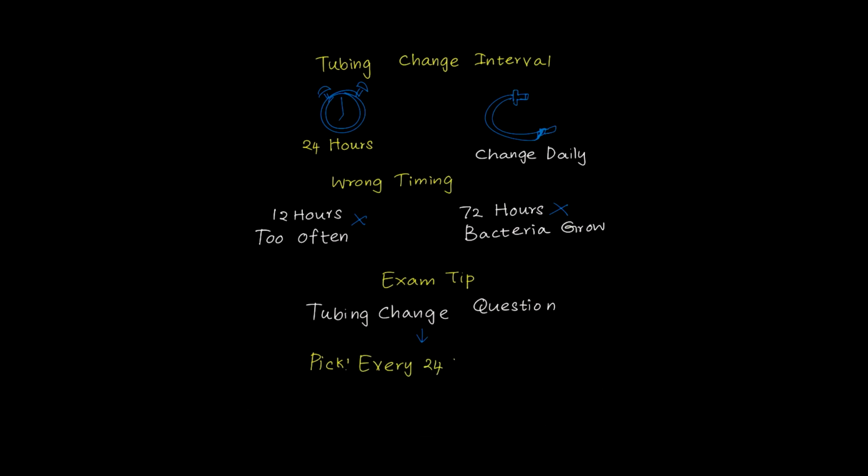Here's a D439 OA exam tip for you. On tubing replacement intervals, 24 hours is the standard number to remember. Quick recall hook. 1 day, 1 tube.